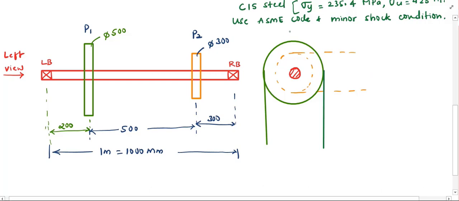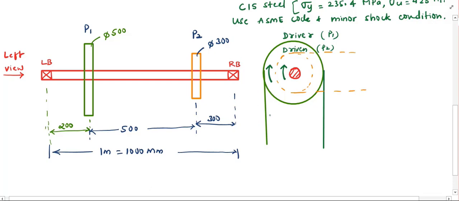So this is your driver and this is the driven. Pulley 1 is your driver and pulley 2 is the driven. We will assume here the driver pulley is rotating in the clockwise direction, so the driven pulley will also rotate in the clockwise direction.